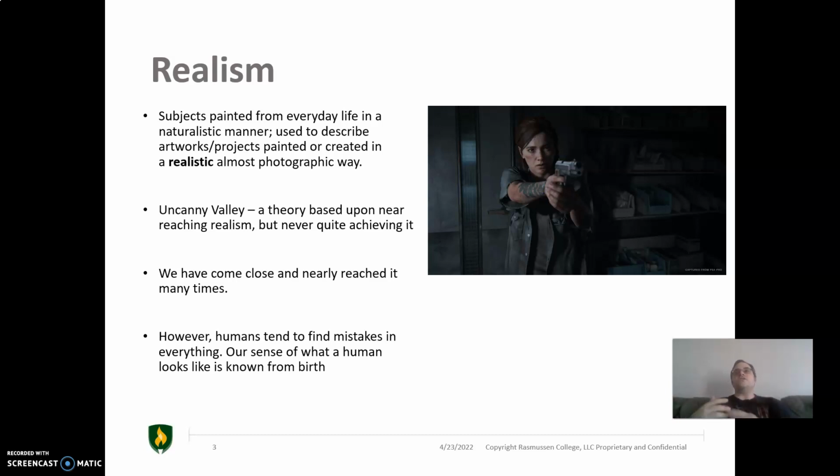So, yeah, that's the hard thing about realism. It's very easy to notice the mistakes, and that's something to keep in mind. We've come close many times, nearly reached it a lot of times. However, humans tend to find mistakes in everything. And obviously, as humans we know what real is like from birth, so we can call out the flaws very easily.